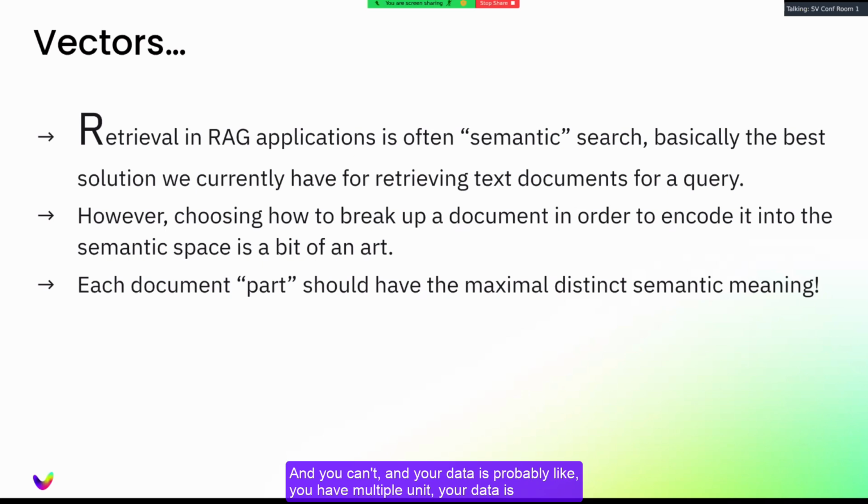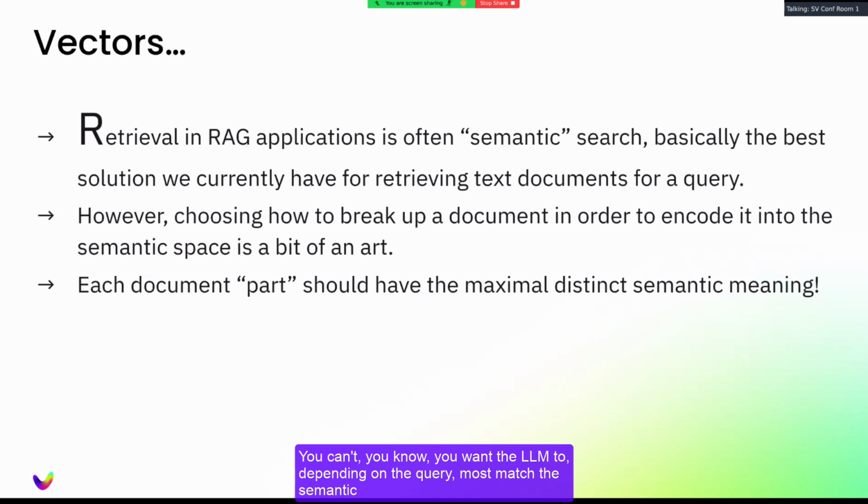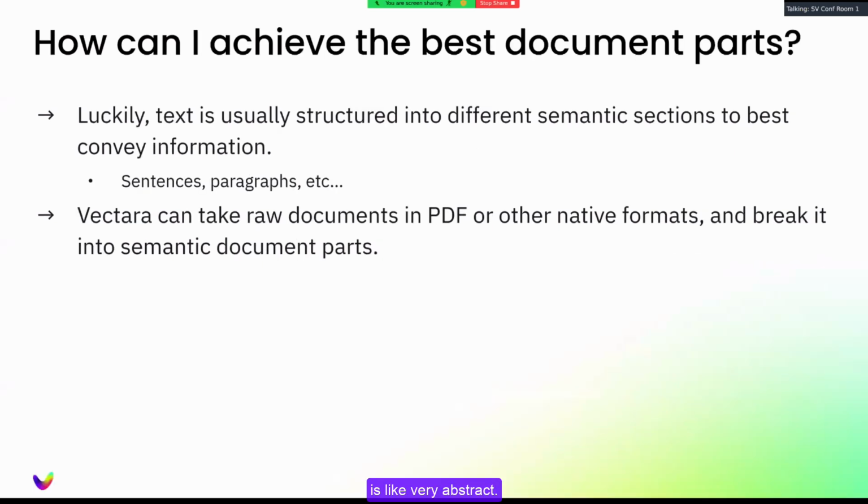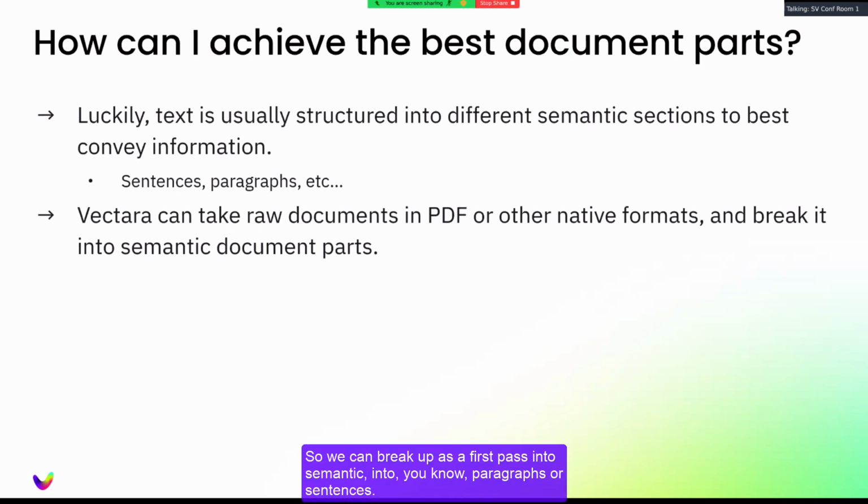Your data probably has multiple distinct semantic spaces. You have a document, and its paragraphs mean different things. Depending on the query, you want the LLM to match the closest semantic meaning within your data. That means breaking up your data into distinct semantic meanings, which is very abstract. But semantic distinction is actually pretty easy with natural language, at least as a first pass, because we have text in sentences, paragraphs and chapters, and those are distinct semantic spaces. So as a first pass we can break up into paragraphs or sentences, and those will be good enough to have distinct meaning.